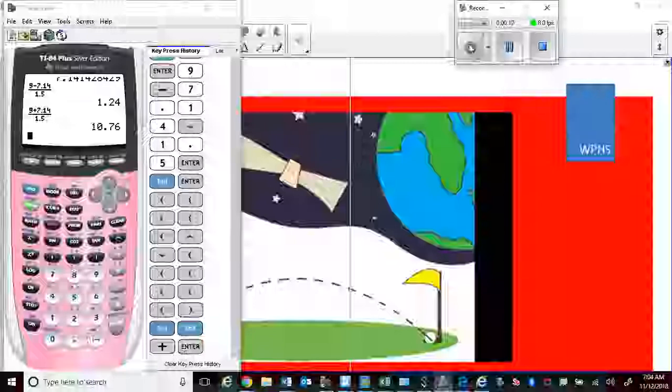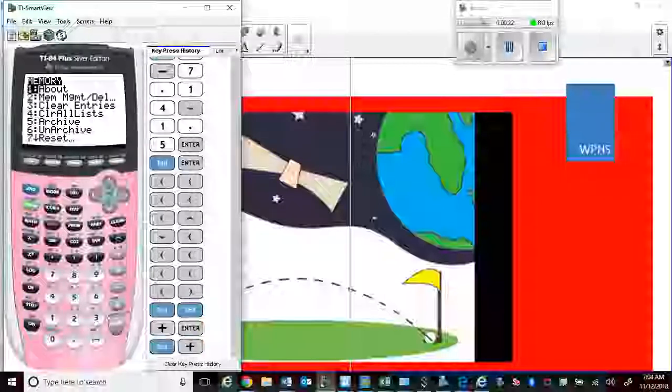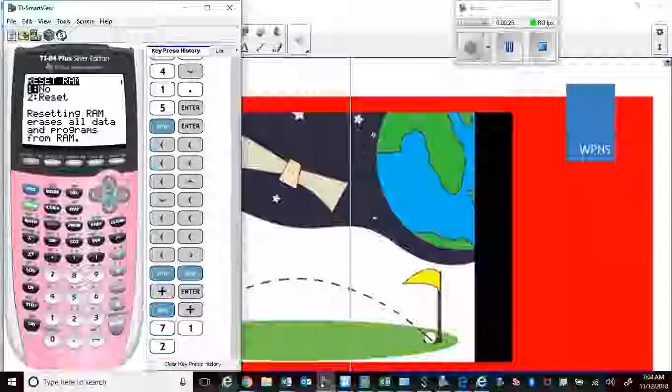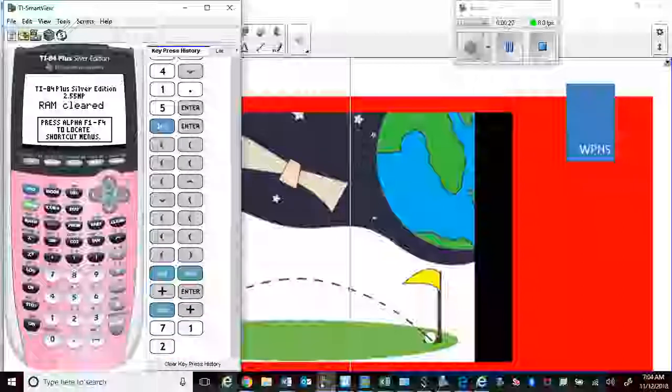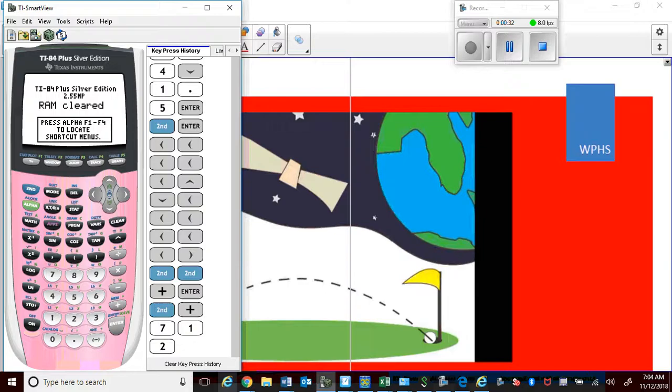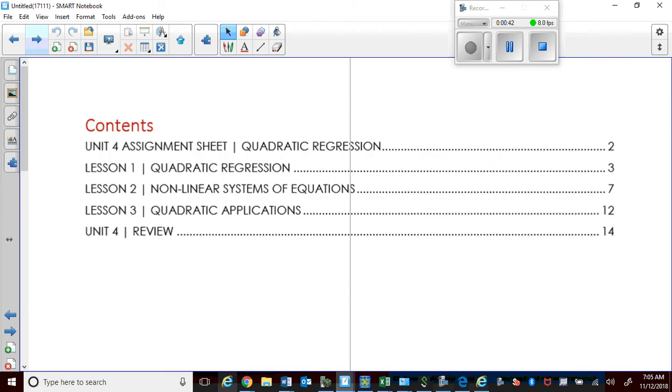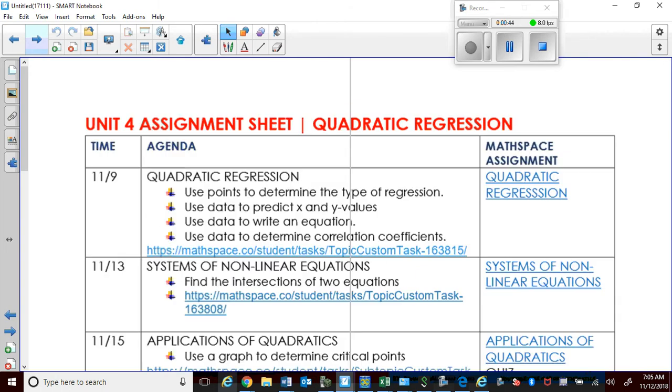So the first thing we're going to do is reset our graphing calculator. That would be us pressing second plus 7 on 0. Okay? At the end of that process, you will see that all the stored memory that's able to be removed is removed, actually. And so we're going to go on here, and there are 3 lessons in this unit.